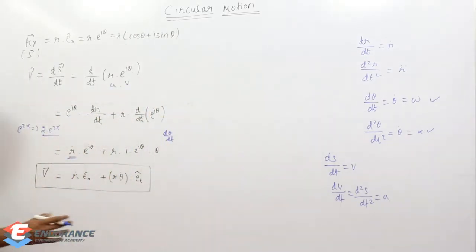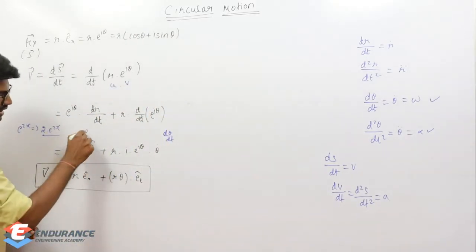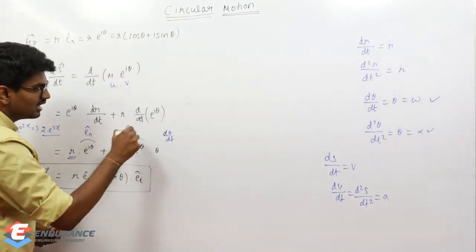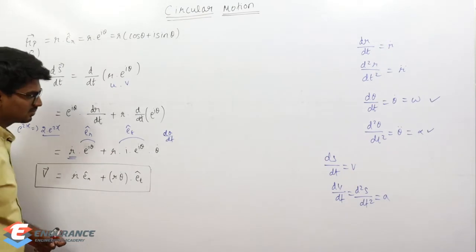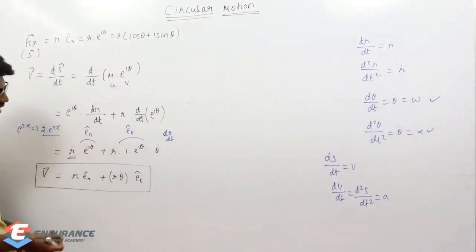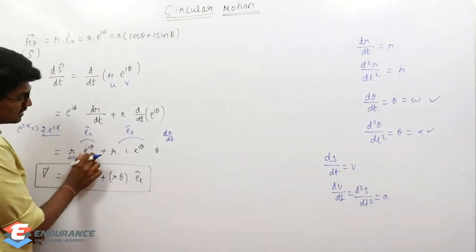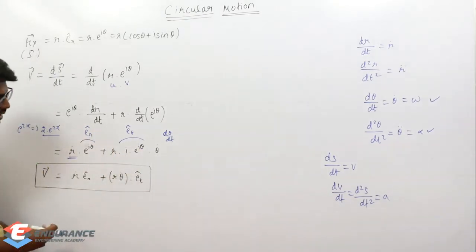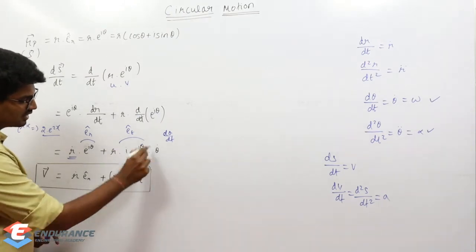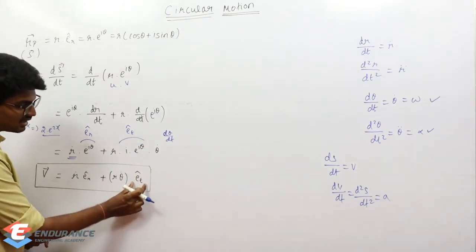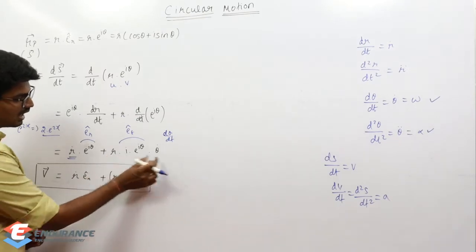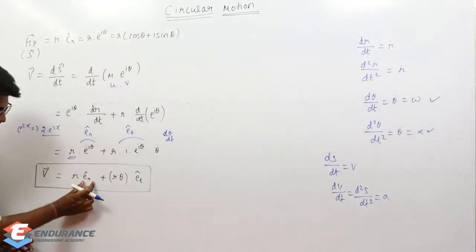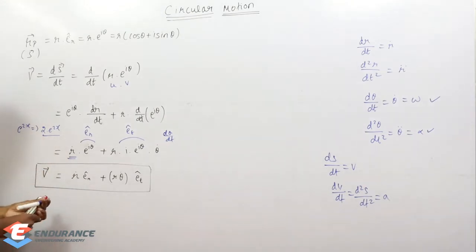So now finally we know that this e to the power of i theta is nothing but er cap, and i into e to the power of i theta is nothing but et cap, which we saw in the last video. So this e power i theta is nothing but er cap. i into e power i theta is nothing but e theta cap. So instead of this, I'm representing it as et cap, r into theta dot. Similarly, instead of this, I'm replacing it with er cap, and here it is r dot.